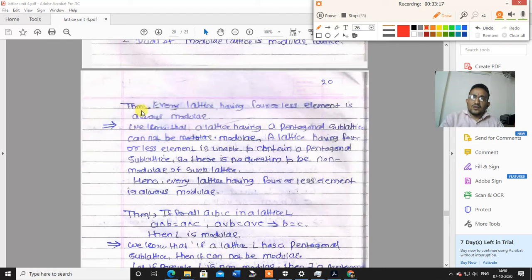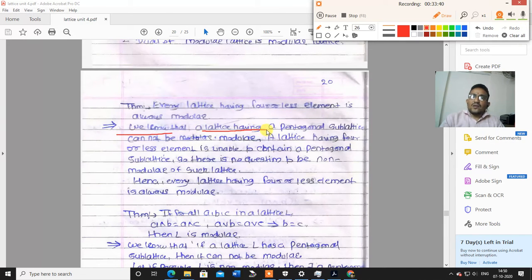So this shows the theorem: every lattice having 4 or less elements is a modular lattice. म्हणजे एखादा lattice दिला असेल की त्या lattice मध्ये 4 किंवा 4 पेक्षा कमी element असतील तर तो modular lattice असतो, हे आपल्याला इथे show करायचं आहे.